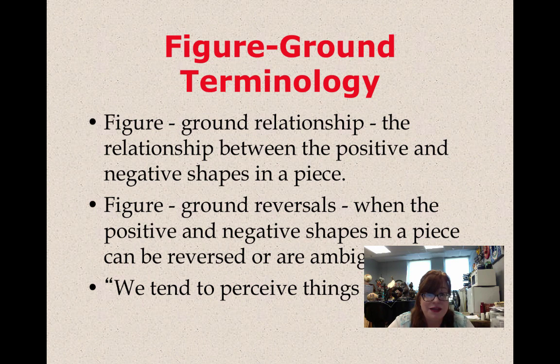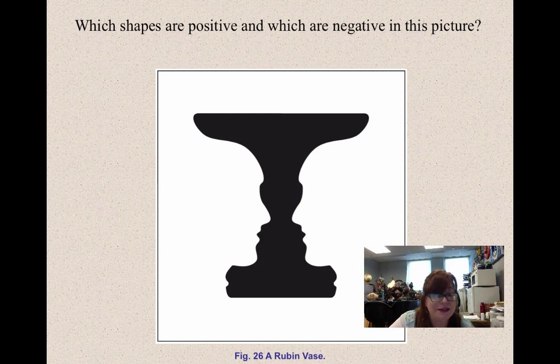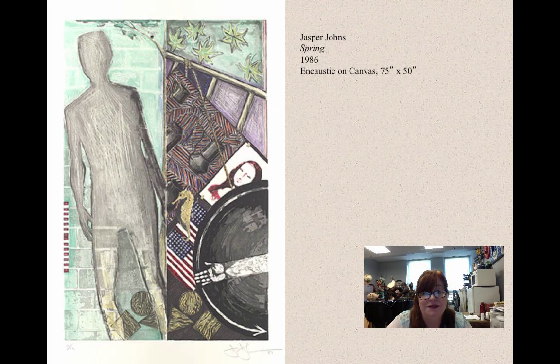We tend to perceive things in context, and context has a lot to do with what we decide is in the foreground and what is in the background. So here is this, you might have seen this, it's kind of a psychological thing. They often show this in psychology class, which shapes are positive and which shapes are negative. Do you see a vase in this picture? Or do you see two faces facing one another? That is the question. So this is where it's ambiguous. They're playing with the background and the foreground.